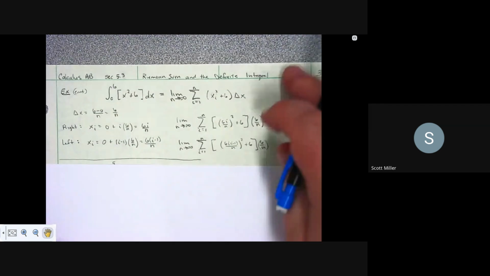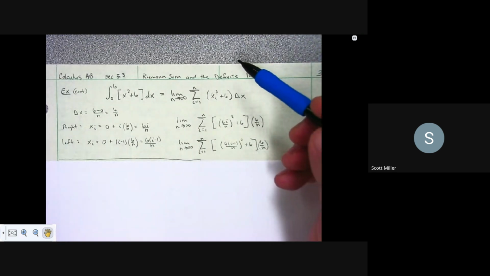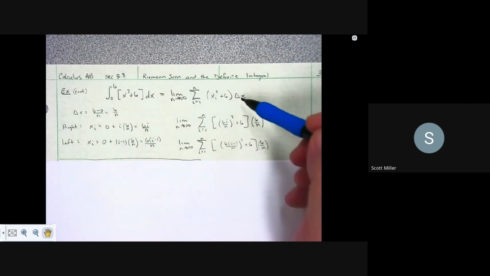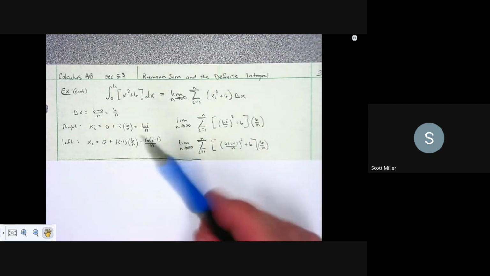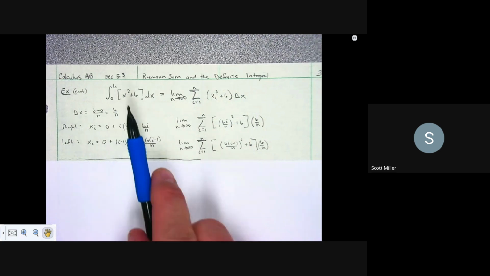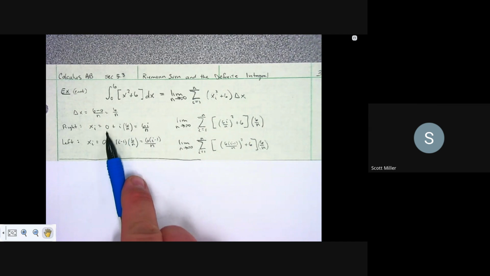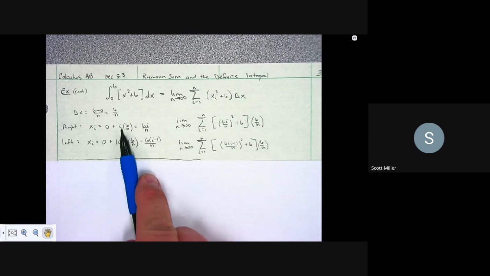So here is this, and by definition we have that, and so there's the delta x. For the right, x of I is going to be 0 plus I times that quantity right there.